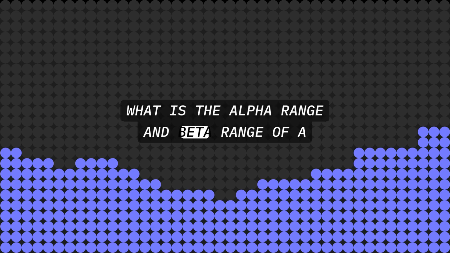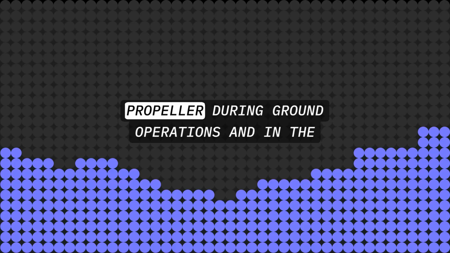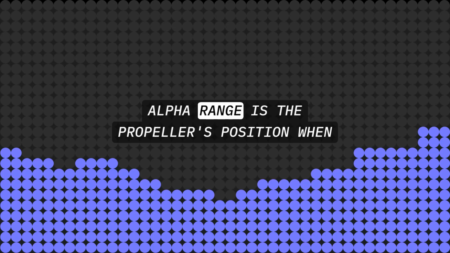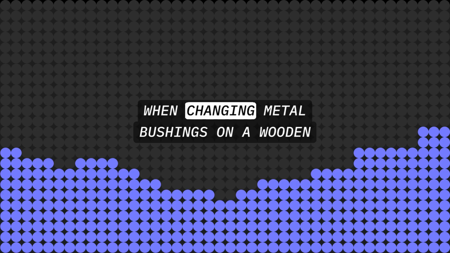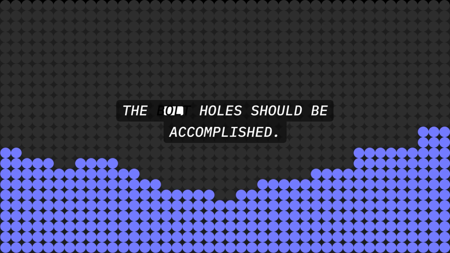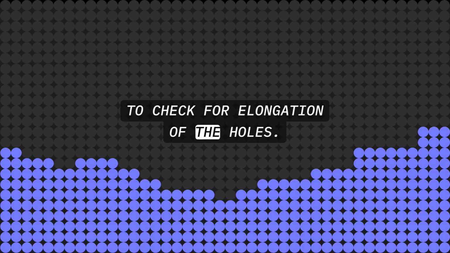What is the alpha range and beta range of a propeller? Beta range is the condition of the propeller during ground operations and in the reverse pitch position. Alpha range is the propeller's position when the aircraft is in flight. When changing metal bushings on a wooden propeller assembly, a thorough inspection of the bolt holes should be accomplished. Why? To check for elongation of the holes.